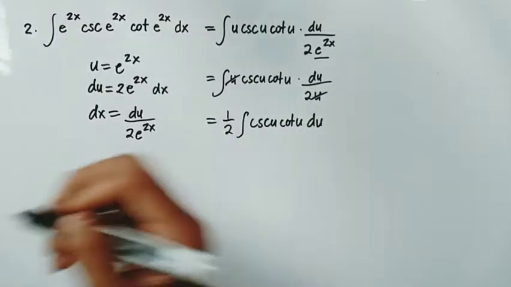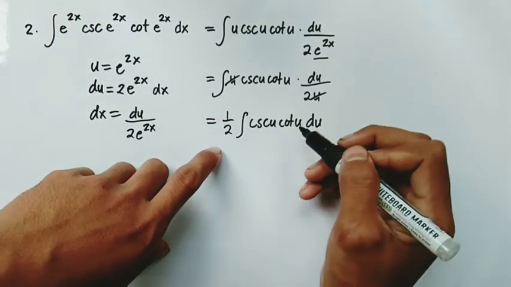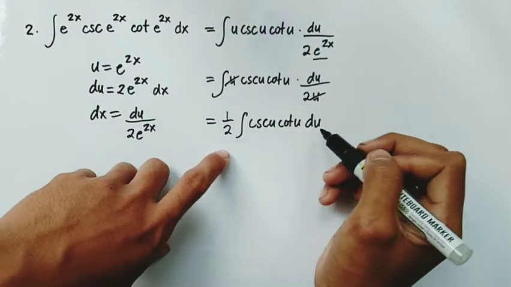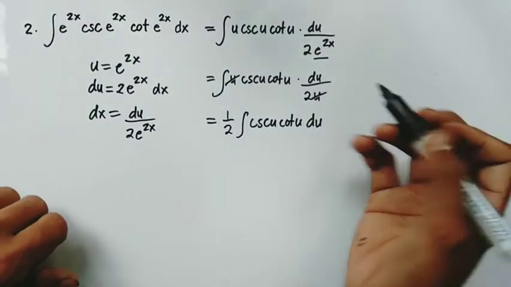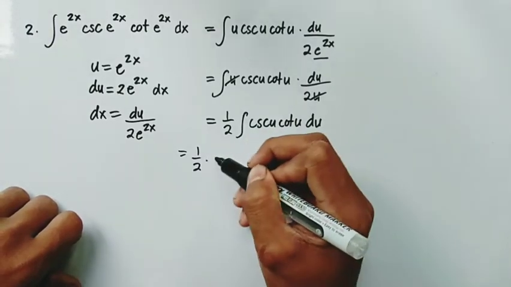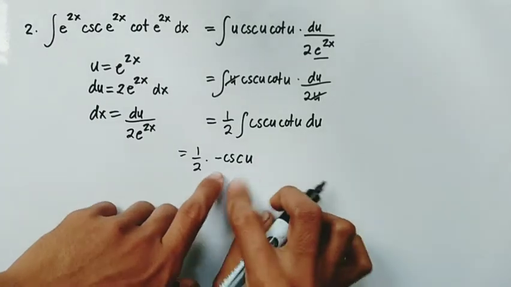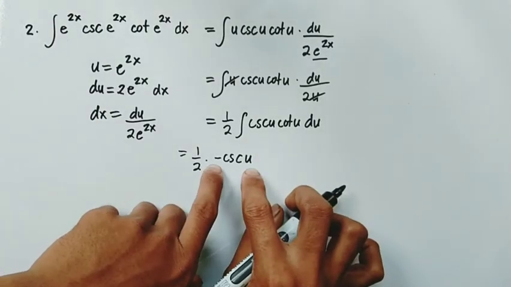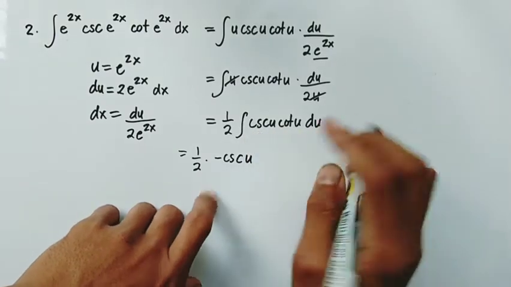Using the general formula, dapat alam natin ang integral of cosecant of u multiplied by cotangent of u du, that is equal to negative cosecant u. So magiging 1/2 multiplied by... and kung gusto nyong i-check, kunin nyo lang yung derivative ng answer natin. Ang derivative nito is exactly eto.